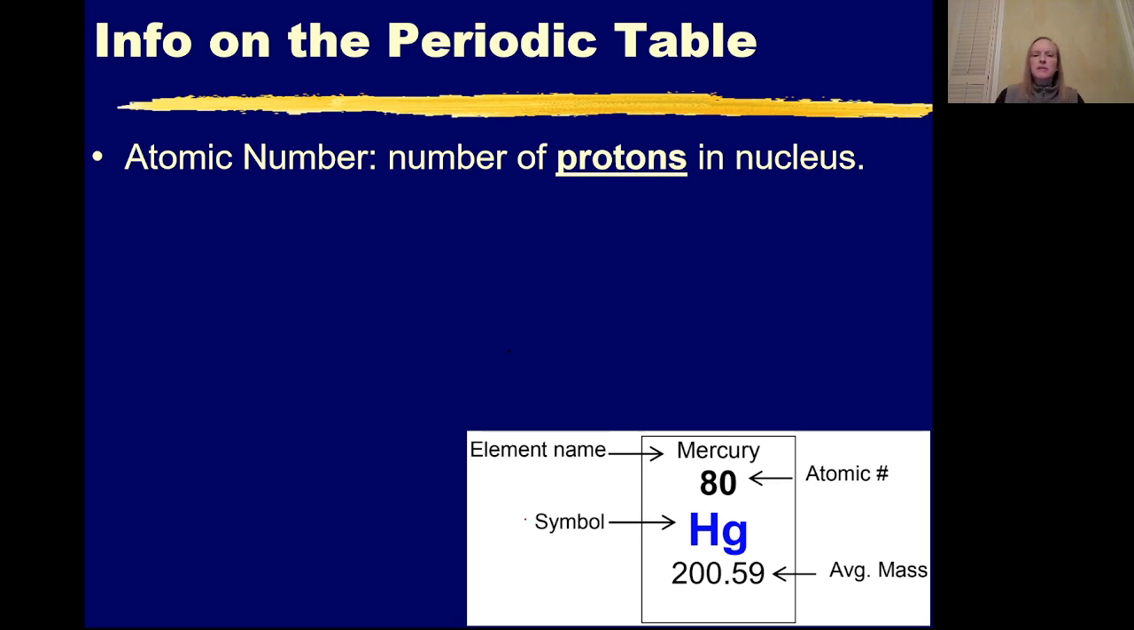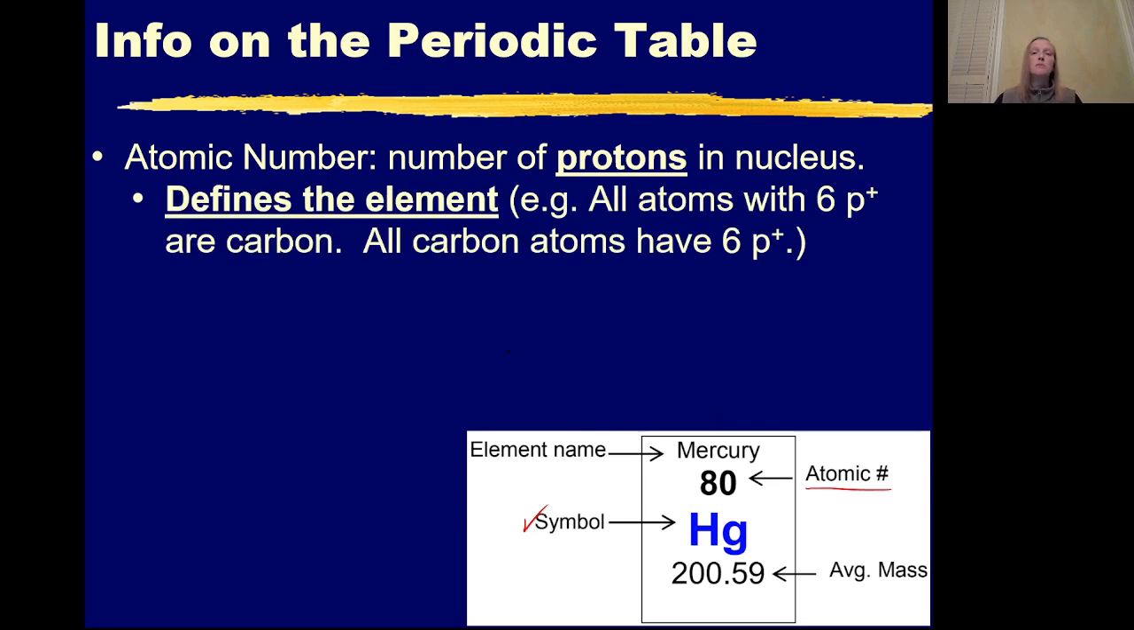The next piece of information that you always see in a periodic table is the atomic number. And the atomic number gives us the number of protons that are in the nucleus of the atom. This is important because the number of protons defines the element. All atoms of mercury always have 80 protons, and if you have an atom with 80 protons, it must be mercury. It's the definition of what the atom is.